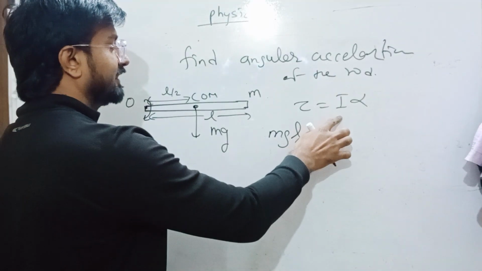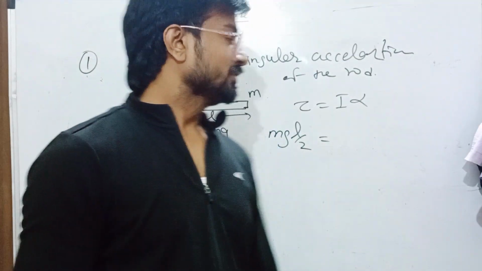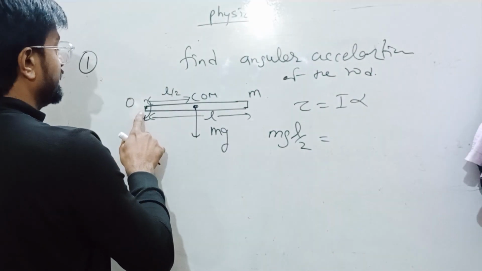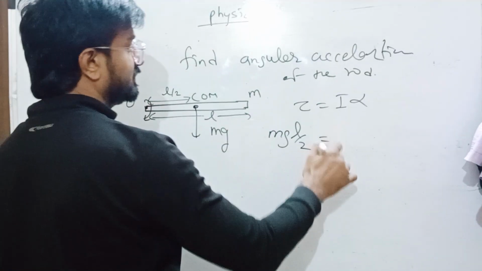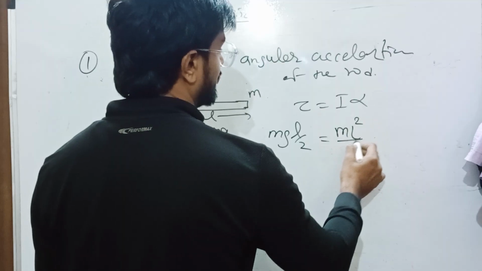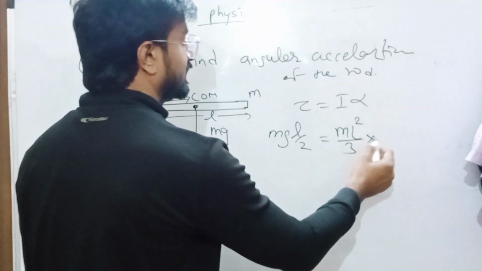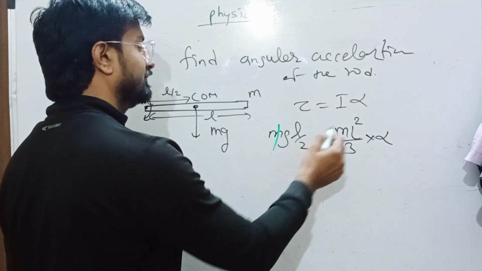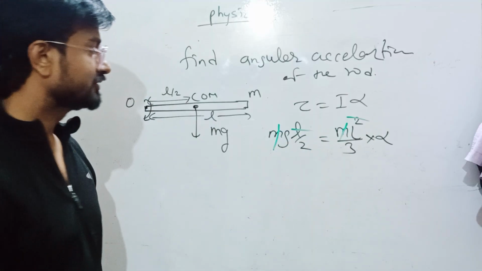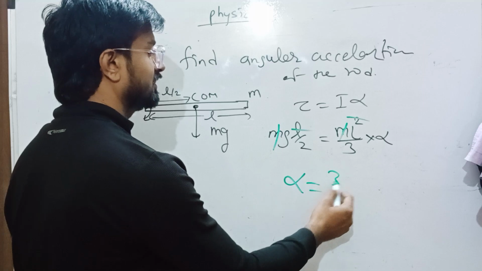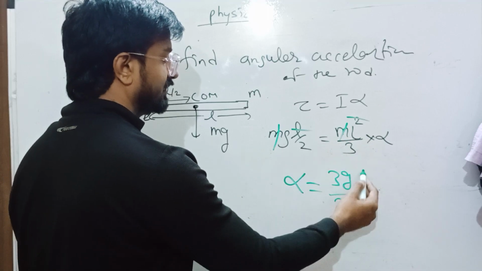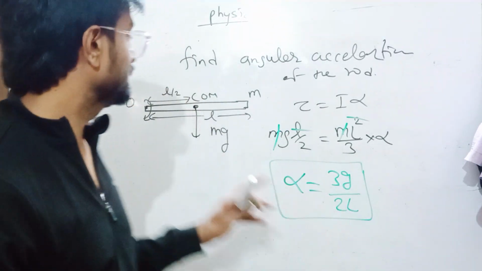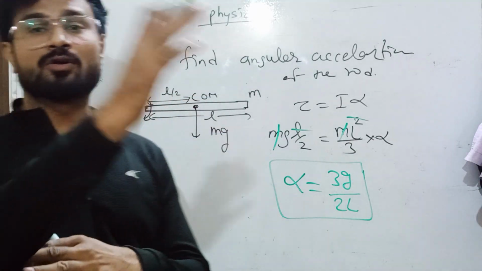Now, what is the I of the rod? I should be taken about the point where it is hinged. It is hinged at one end of the rod, that's why its I will be written as ml square by 3, multiplied by alpha. Here we can cancel out the L. So what will be our alpha here? Alpha is equal to 3g by 2L. So this will be our correct answer. It is the alpha of the rod at this point, which is free to rotate in a vertical plane.